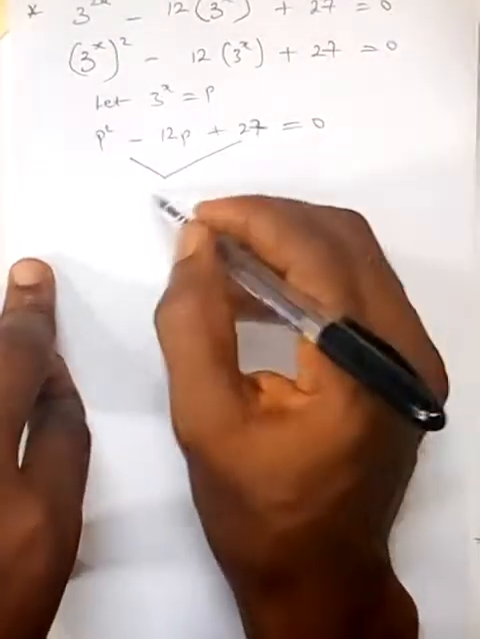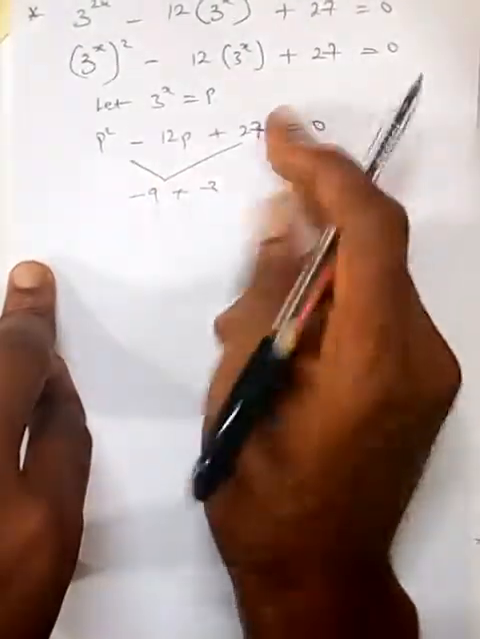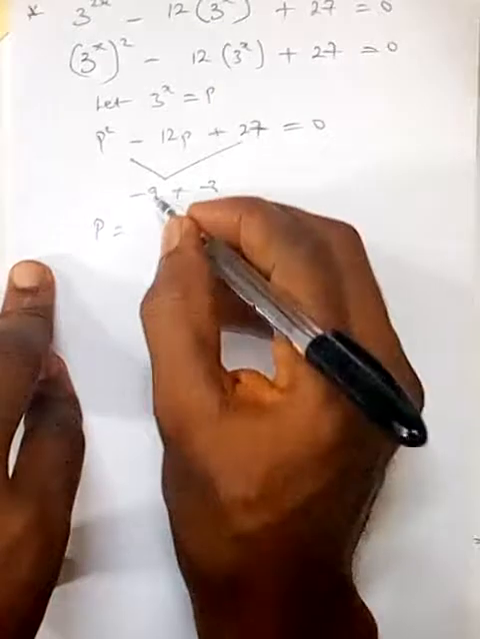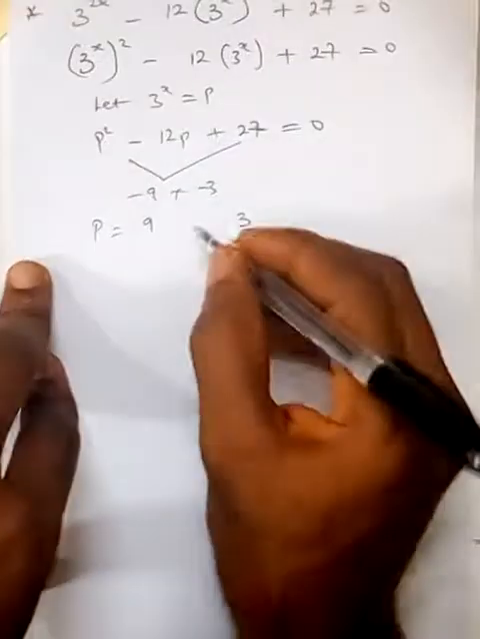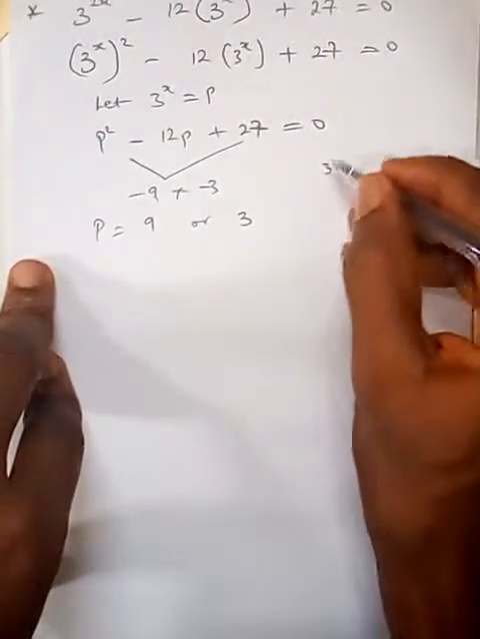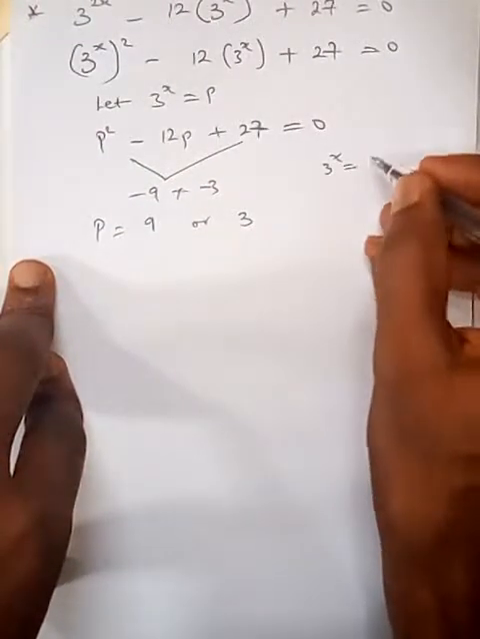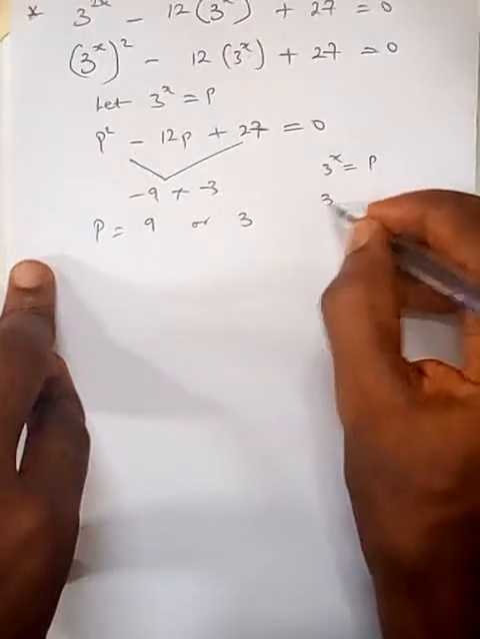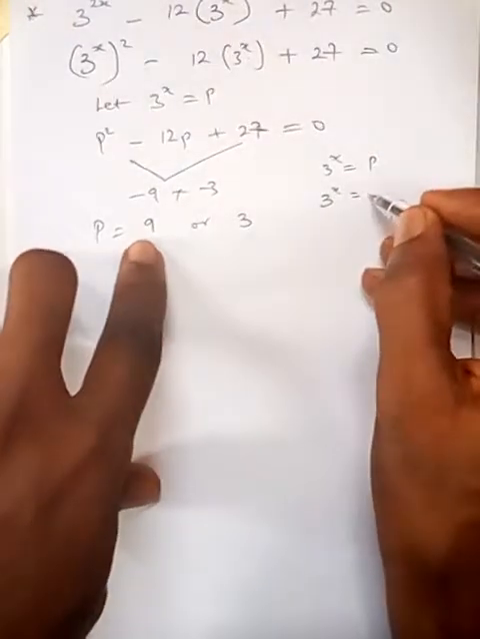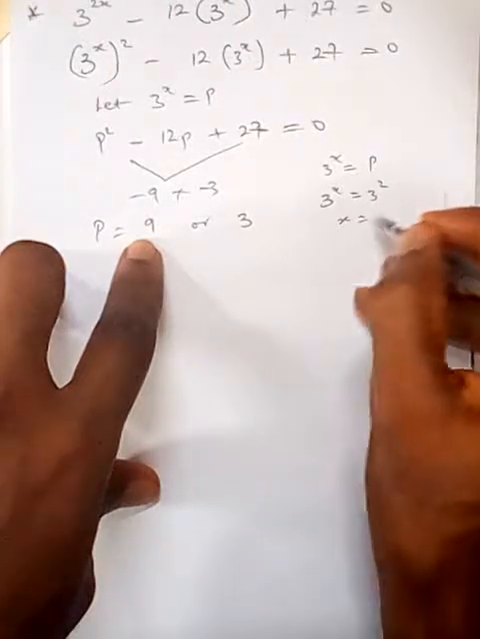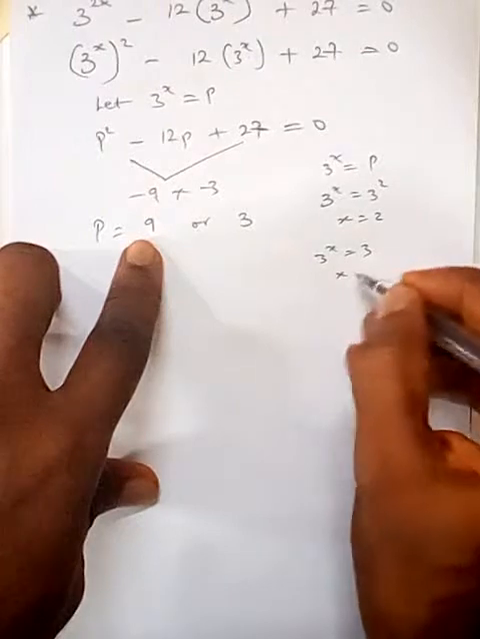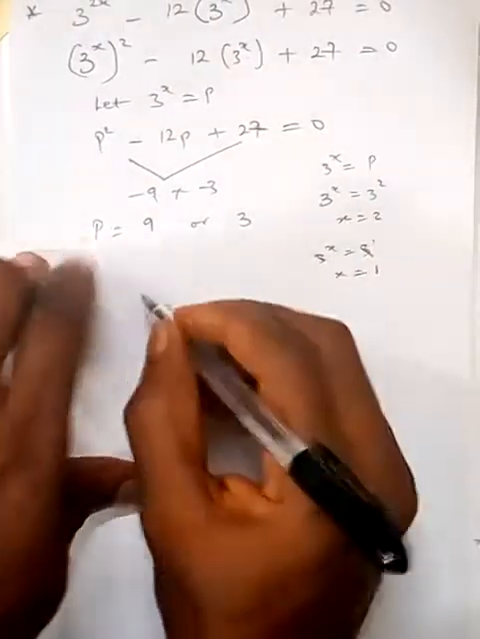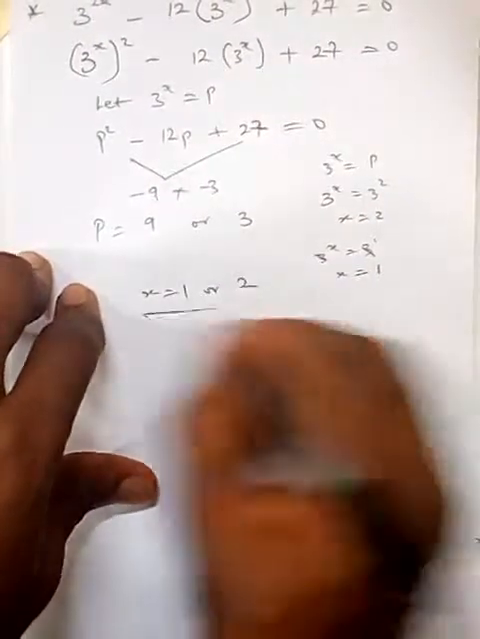27 is 9 times 3, and I need negative, so this plus this is this. So p is negative, divided by the coefficient here, which is 1, so p is this or this. So 3 raised to the power s equals p, meaning that when p is 9, 9 is 3 raised to the power 2, so s is 2, or 3 raised to the power s equals 3, which is 3 raised to the power 1, so s is 1 when you cancel. So s is 1 or 2.